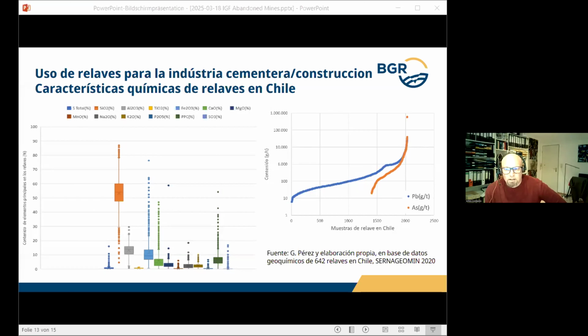In this graphic, you can see the chemical results of 642 tailings that were analyzed in Chile. This was provided by the geological service called Sernageomin. And what do we see in these results? Well, most of the tailings are mainly made up of silicates, and that makes them very interesting to consider for the industry, for construction, and for many other applications as well.